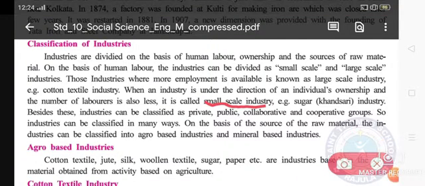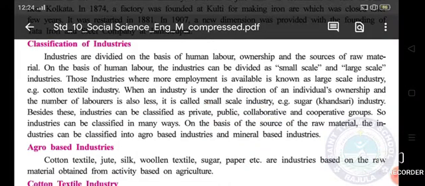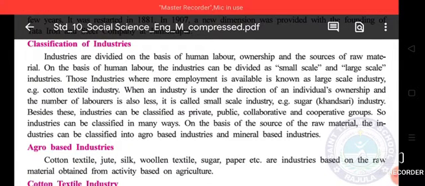Example: sugar industry. So for large scale industries, the example given is the cotton industry, and for small scale industry it is sugar. Besides these, industries can be classified as private, public, collaborative and cooperative groups. Again, how can these industries be classified? The private type, public type, collaborative type and cooperative groups. So industries can be classified in many ways.